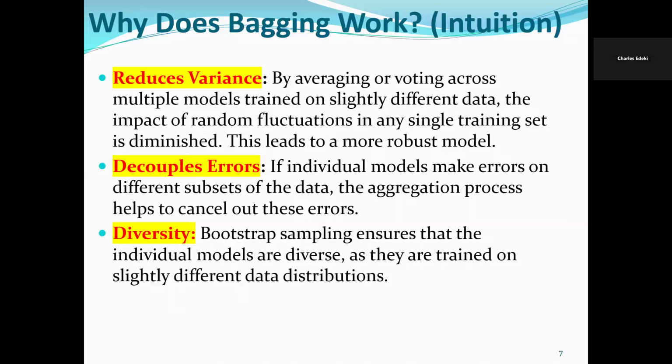So this leads us to the concept of diversity, introducing diversity. Bootstrap sampling will ensure that the individual models are diverse. They are diverse because they are trained on slightly different subsets of the data. This diversity is very important. Actually, that's the whole idea of reducing variance. If all models were identical, then averaging their predictions, we would get no improvement.